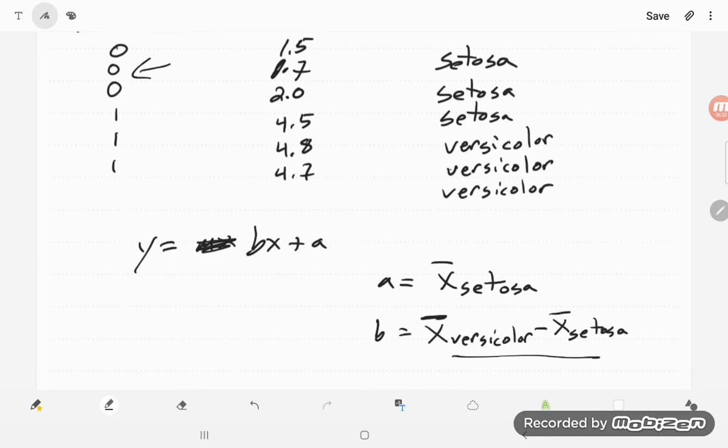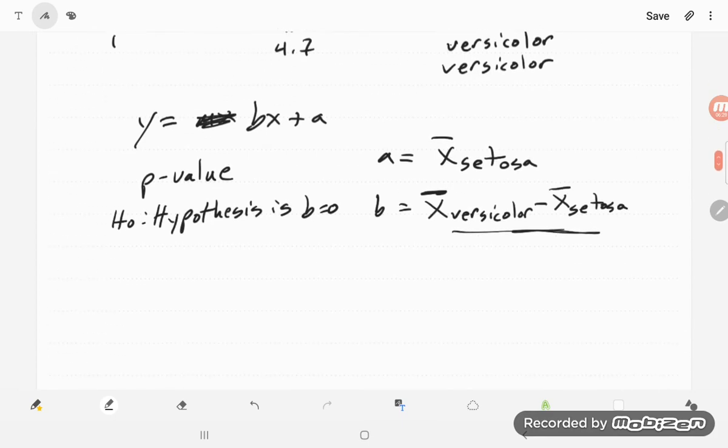And so b is going to be the difference in the averages, and then we can still compute our p-value based on the hypothesis, right? The null hypothesis, H0, is that b equals 0. In other words, the two means are the same. Well, that's the same thing as ANOVA, right? That the two means are the same. So x bar v is equal to x bar s. That is H0 for ANOVA.